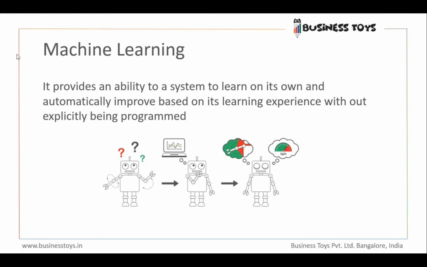So probably you now have a brief idea. Basically, it is an ability provided to a system to understand or learn on its own, and automatically improve that learning based on its experience without explicitly being programmed. So this is what machine learning basically is.